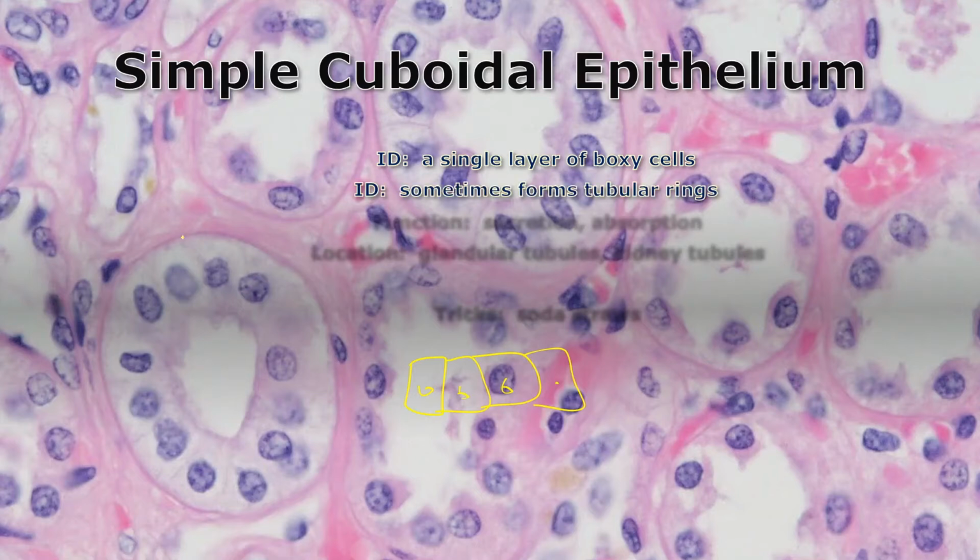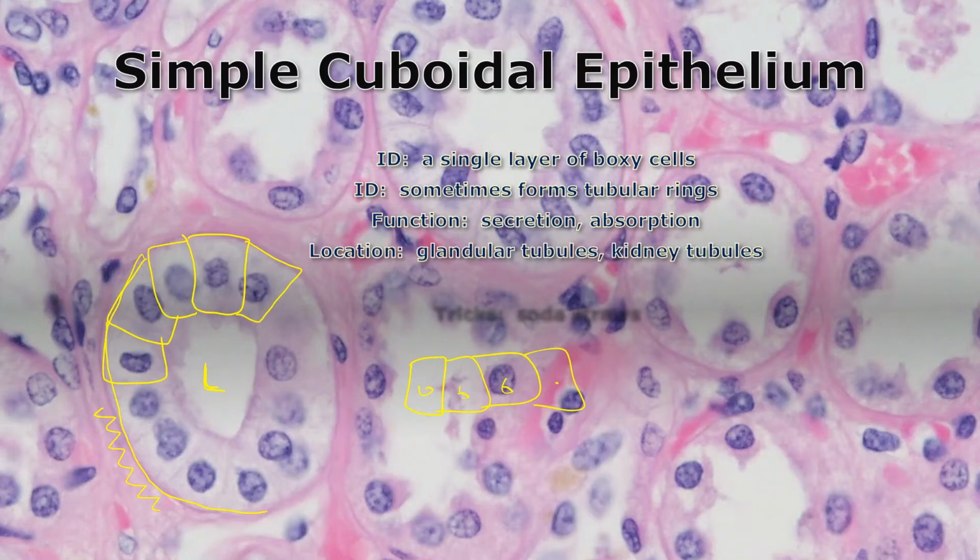So look over here where I'm drawing. There's a boxy cell. Here's a boxy cell. Here's a boxy cell. Here's a boxy cell. No, they're not perfect cubes. They never will be. There's a boxy cell. There's a lumen. And then right here would be the basement membrane. And then connective tissue supporting the epithelial tissue. So we've got our ABC: apical surface, basement membrane, connective tissue. We have a single layer of cuboid cells, even though they're in a ring, you can see them there. Secretion and absorption, that's the function.